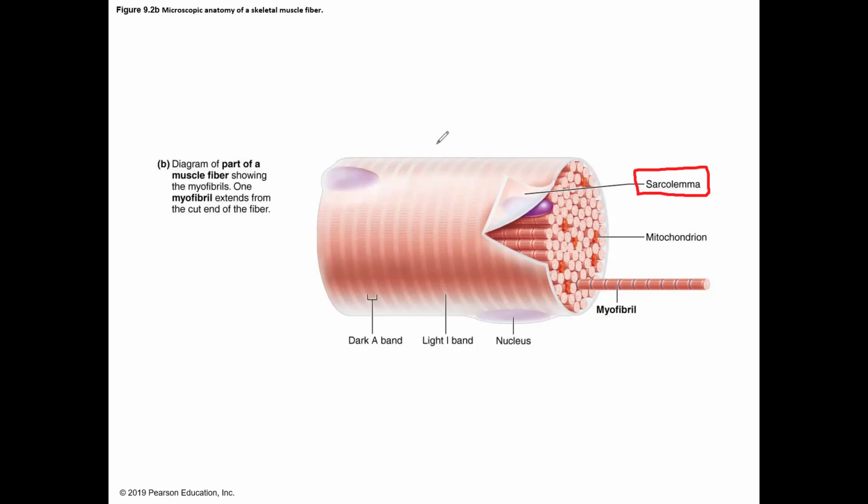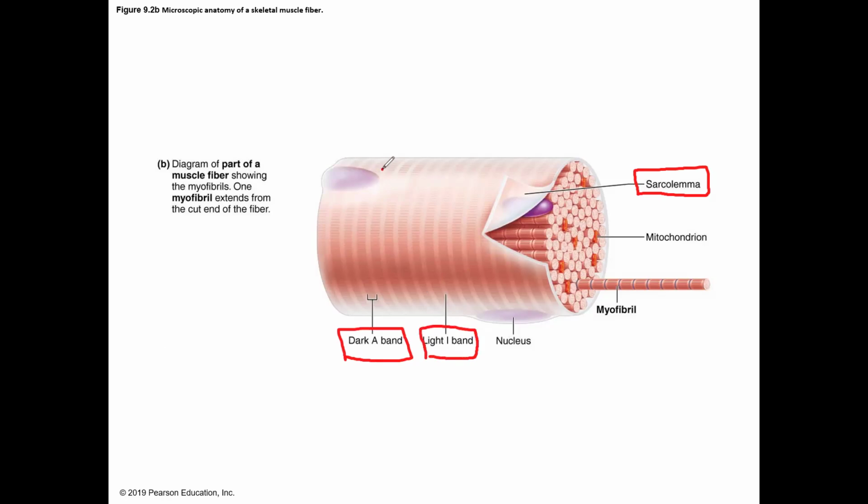And if you can remember that skeletal muscle, one of the features about this muscle is that it has striations where you see dark regions and light regions. And the dark region or striation is referred to as the A band, and the lighter region is referred to as the I band.